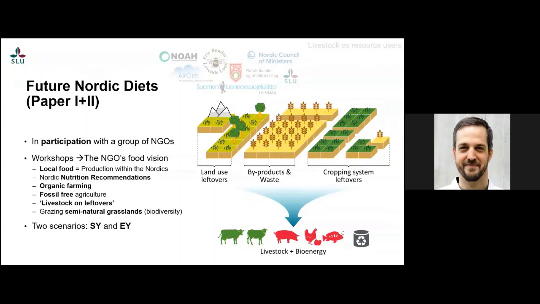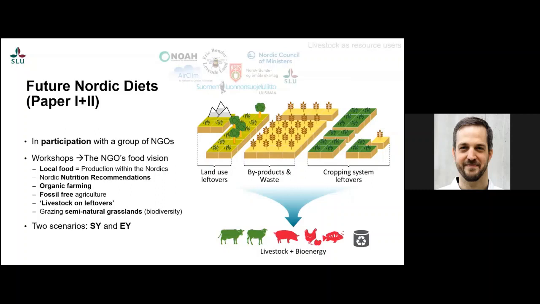And this was done through a number of workshops where the NGOs got to define their future food vision for a food system in the Nordic region and make all the normative decisions behind these scenarios. And we as researchers were then responsible for translating these normative decisions into quantitative model inputs so we could study the effects of the scenarios on diets and nutrition, land use, and environmental impacts.